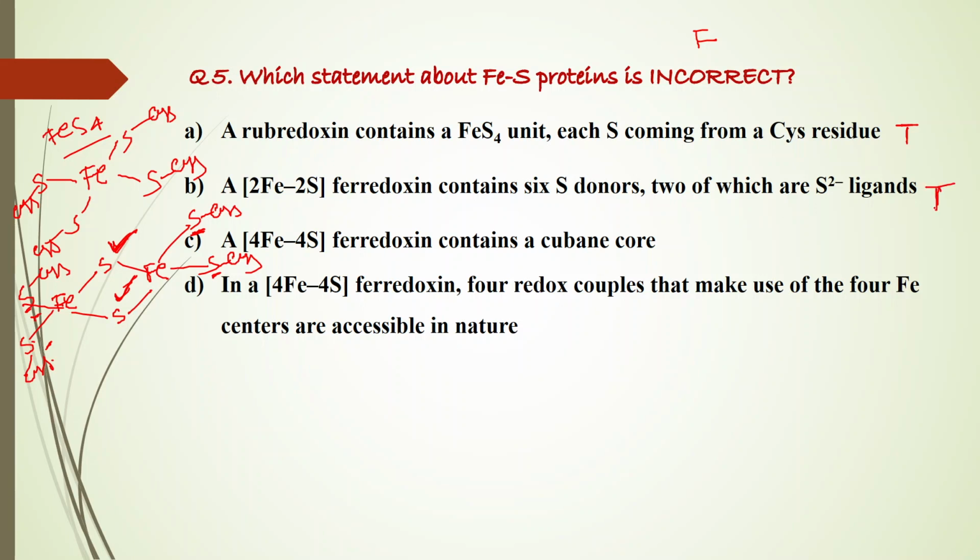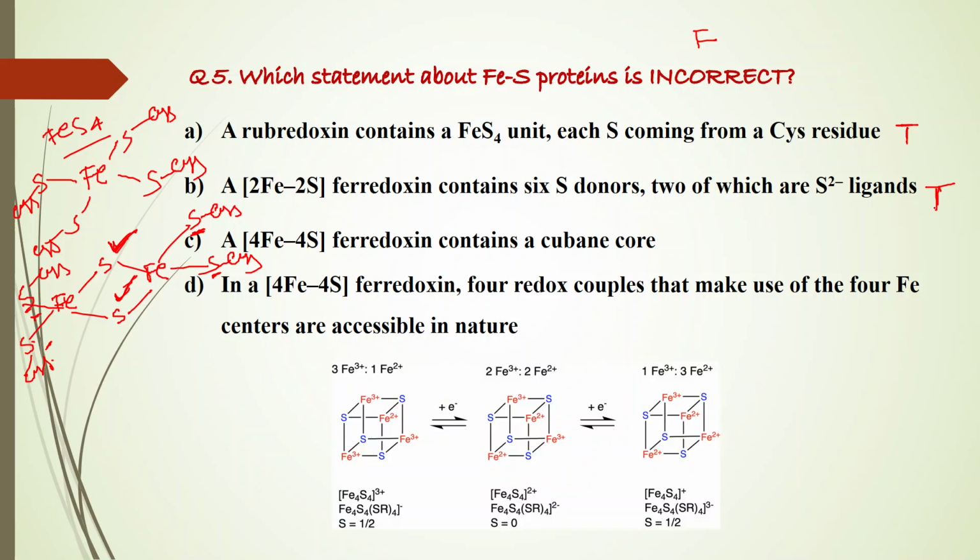Third statement is a 4Fe4S ferredoxin contains a cubane core. So let us look at the structure for that. So this is the structure for 4Fe4S. We can see 4 Fe centers and 4 sulfur centers. Obviously the core of this does look like a cube structure. So that's why it is known to have a cubane core, because of its cubic structure.